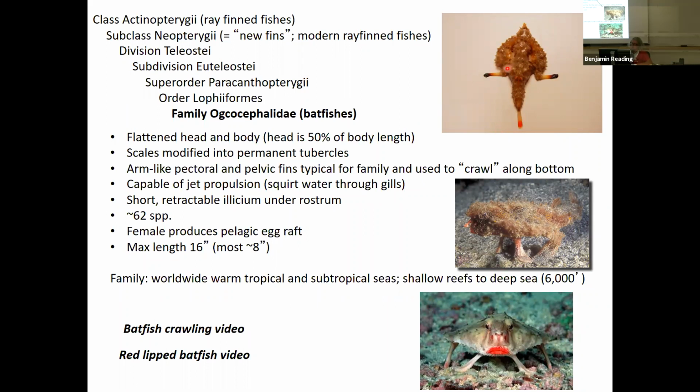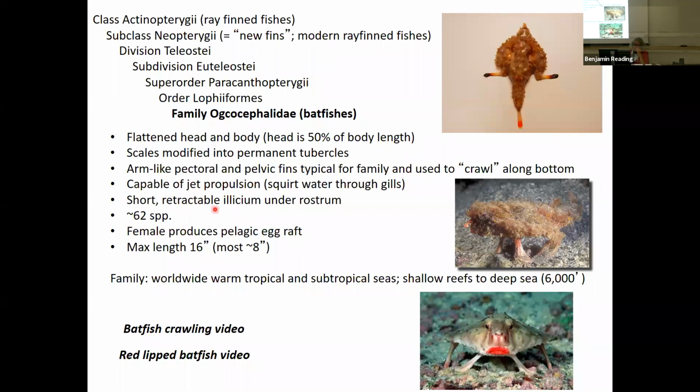What they can do is they have this opercular siphon here behind these fins. They can actually pull water into their buccal cavity and squirt it out over their gills through these opercular openings, and they can use it as a jet propulsion. They can spray a jet of water and shoot forward.